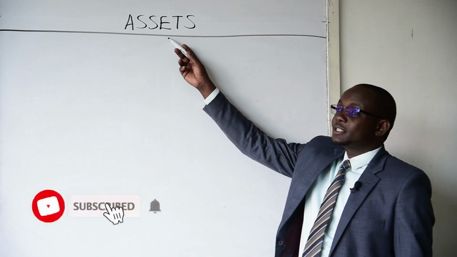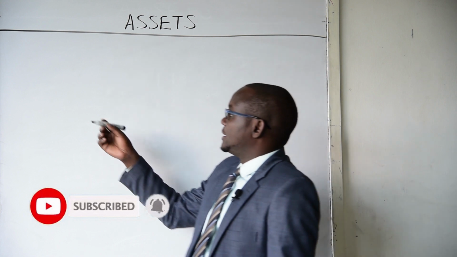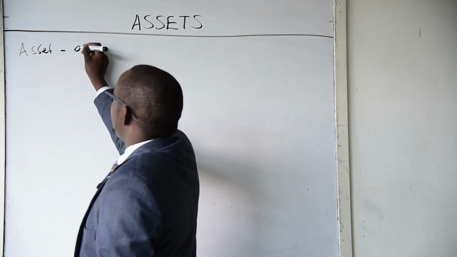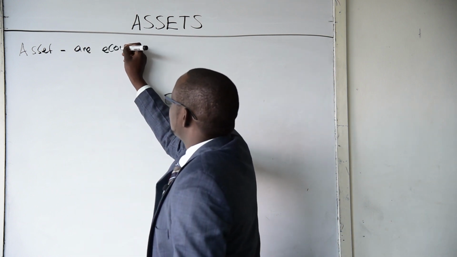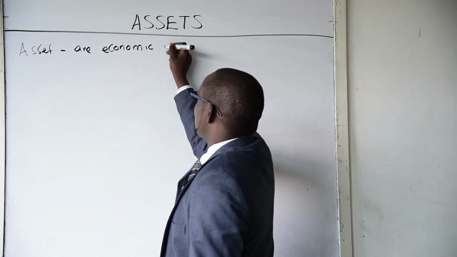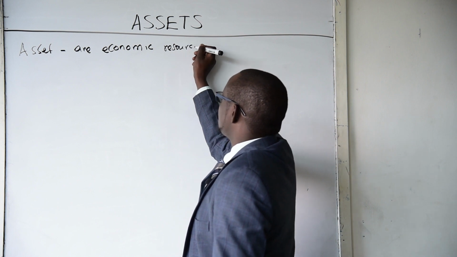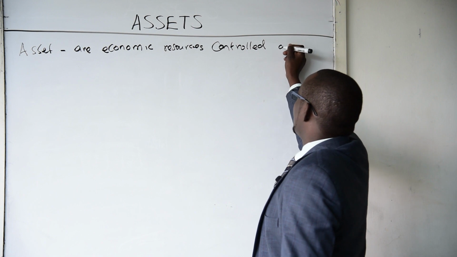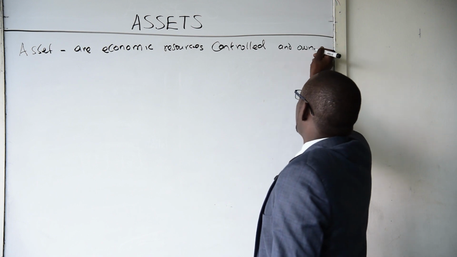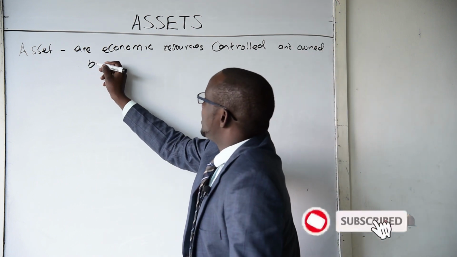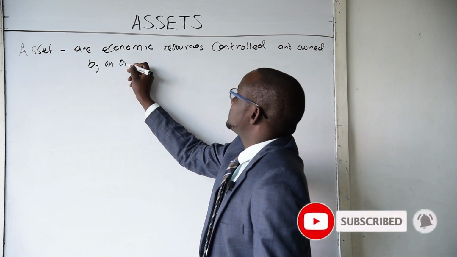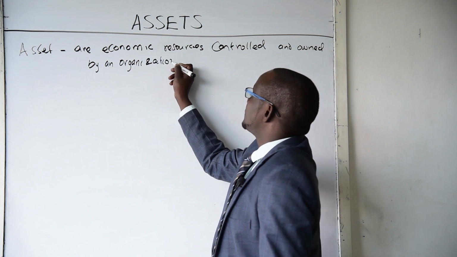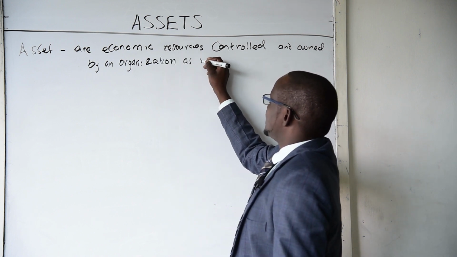Let us look at what are assets. So, what are assets? Assets are economic resources. These are economic resources controlled and owned by an organization as a result of past events.